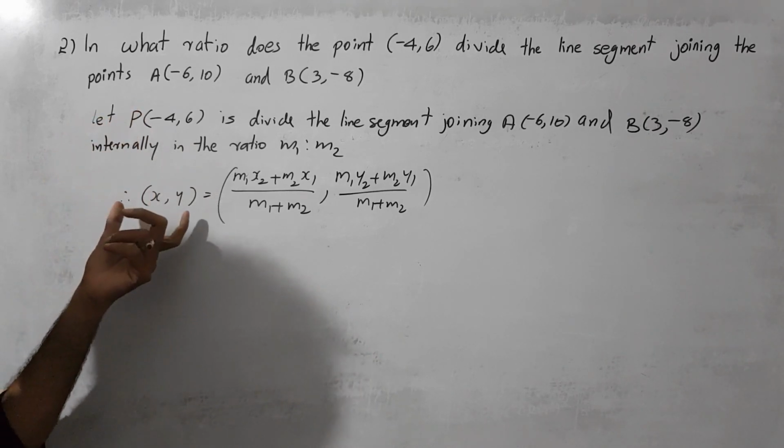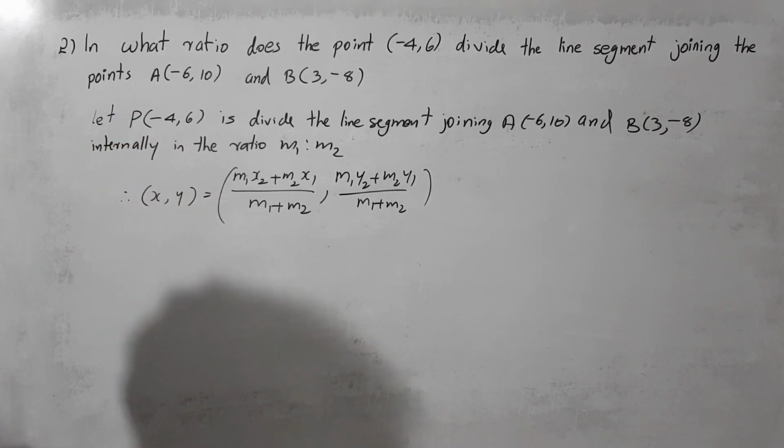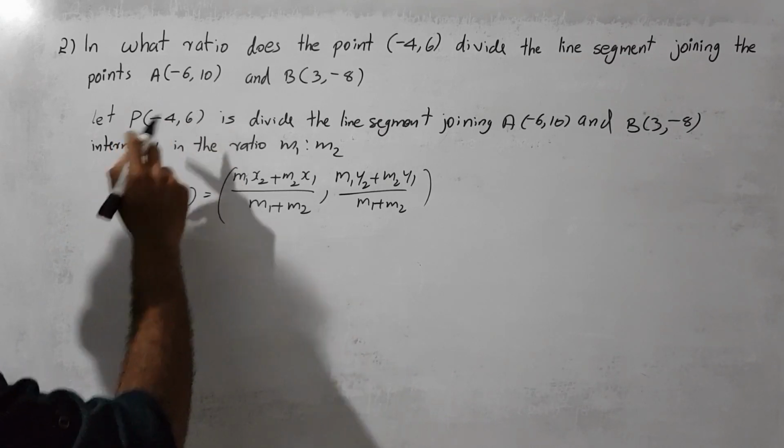We choose x and y as the coordinate of P. So here x and y is (-4, 6).